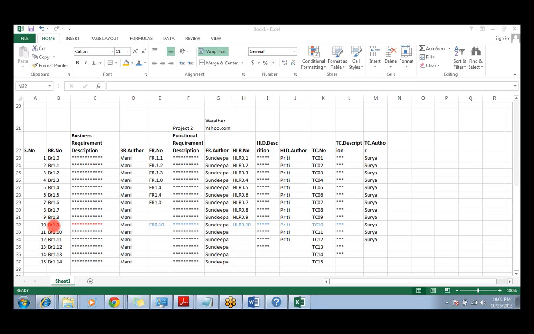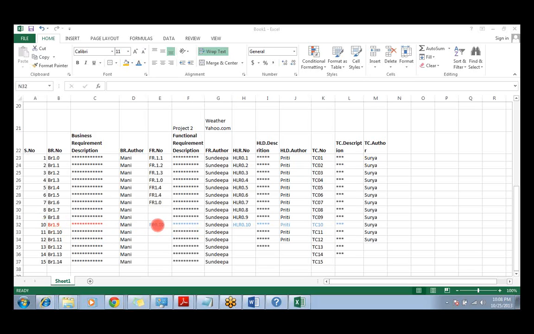Let's say the previous version was 1.0, current version is 1.1. Now what is the change in 1.1? In 1.1, the change is BR 1.9. Now the same document, updated and approved, will get received by the technical team. Now the technical team is going to see, okay, what is changing? They will again look at the document history. By looking at the document history, they will know BR 1.9 is changing.